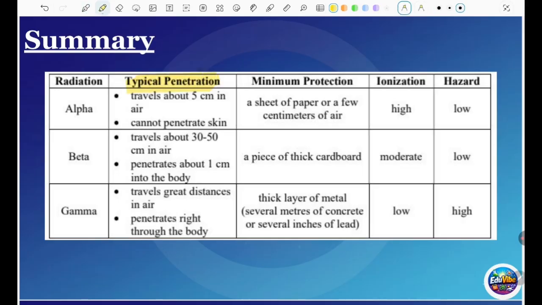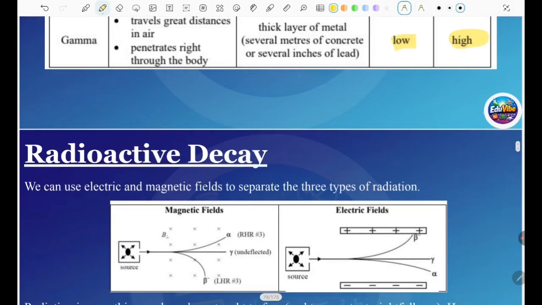So for typical penetration, you can take a screenshot of this because this is very important. This is a very nice thing. You have high ionization, moderate, and low. Alpha and beta particles are less dangerous, but gamma is very highly dangerous to us. So you can take the screenshot from here.